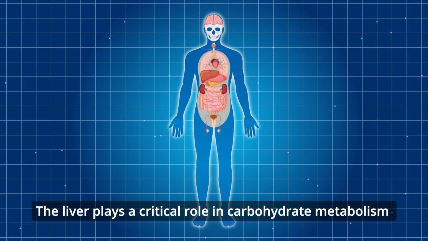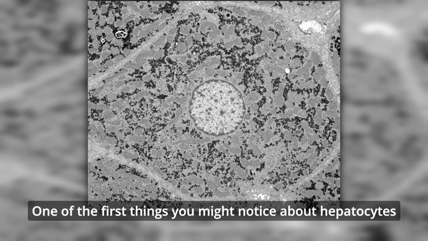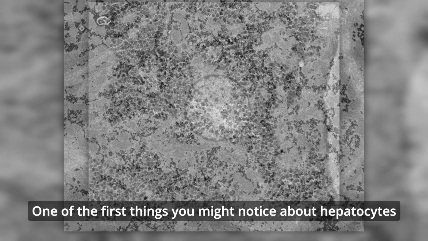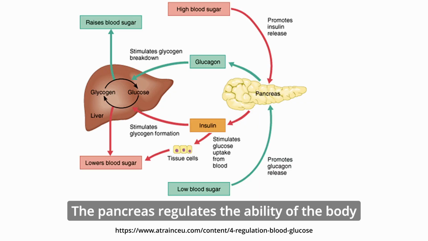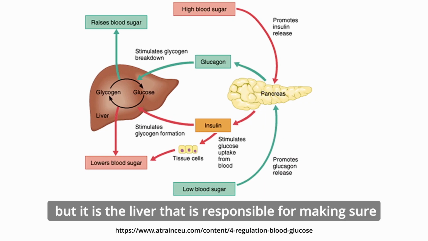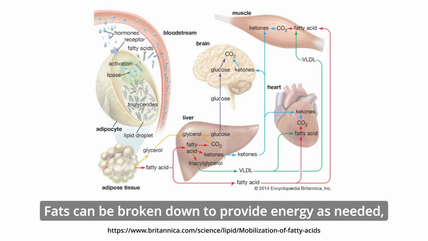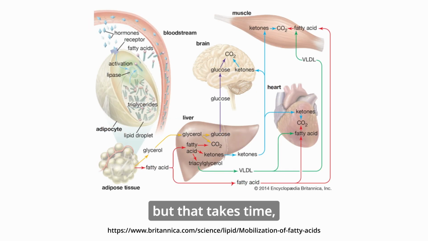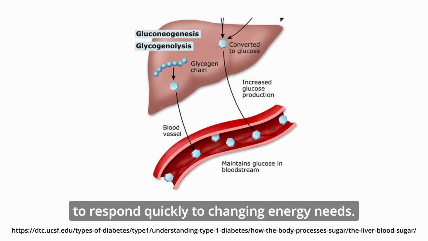The liver plays a critical role in carbohydrate metabolism and energy balance for the body. One of the first things you might notice about hepatocytes is the large number of glycogen granules. The pancreas regulates the ability of the body to utilize glucose, but it's the liver that's responsible for making sure there's enough glucose to meet the body's energy demands. Fats can be broken down to provide energy as needed, but that takes time, and the liver needs a large amount of glucose on hand to respond quickly to changing energy needs.